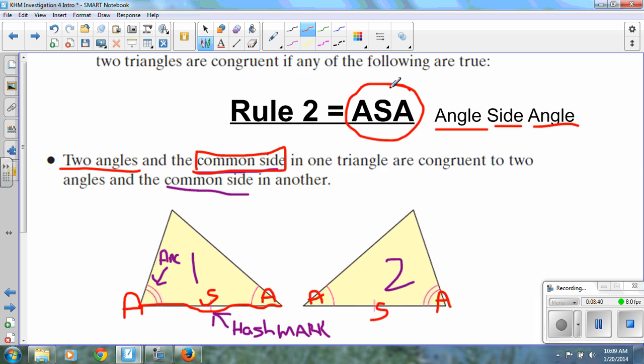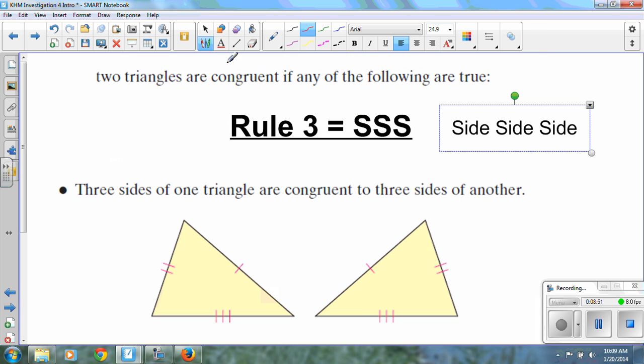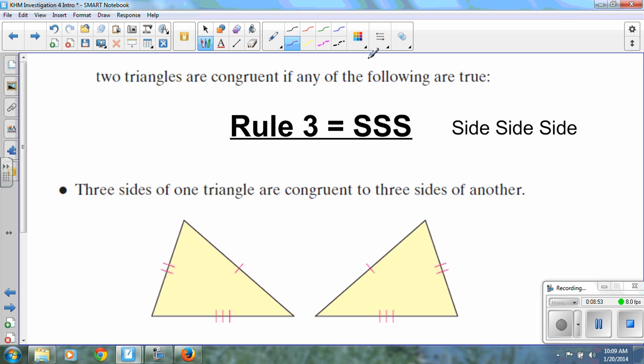That's our second rule. Now our third rule. Remember, you can pause anytime if you need to write this down or I'm going too fast for you. Here we go. The third rule is this. Two triangles are congruent if any of the following are true. Okay, our third rule is called side, side, side, SSS. Okay, by this point you can probably guess what side, side, side refers to. And here's the definition. Three sides of one triangle are congruent to three sides of another.